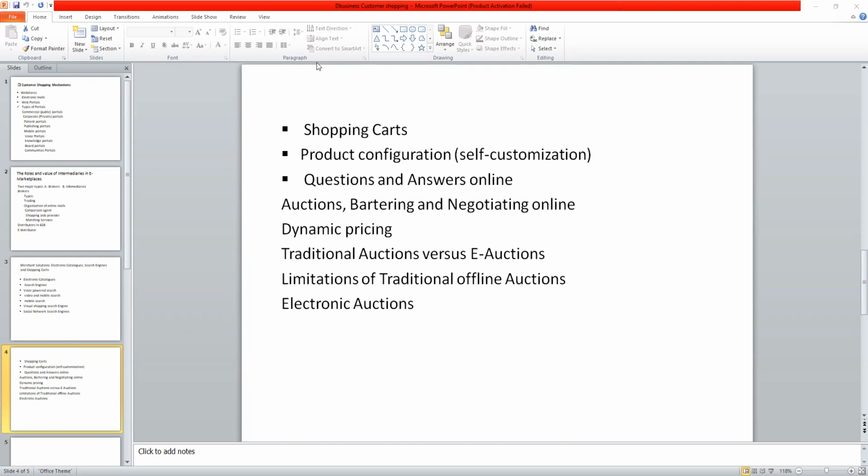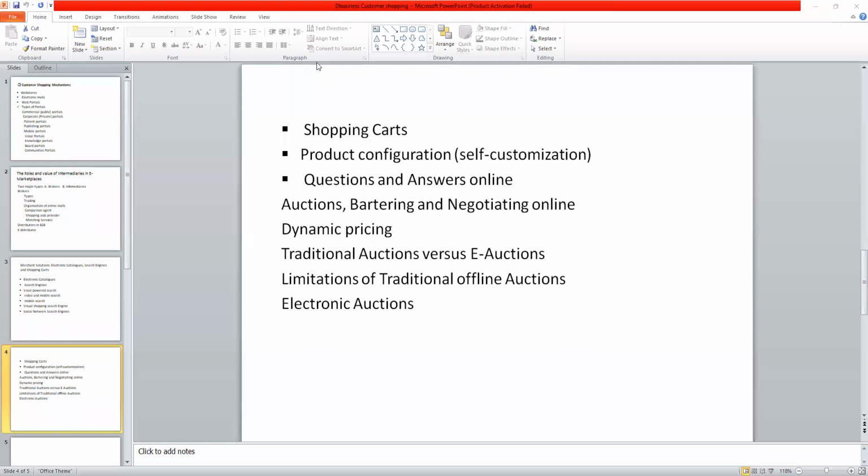When we consider dynamic pricing, one major feature of these auctions is that they are based upon dynamic pricing. Dynamic pricing means that the prices are not fixed, but are allowed to fluctuate, depending upon the role of supply and demand with reference to that offering.